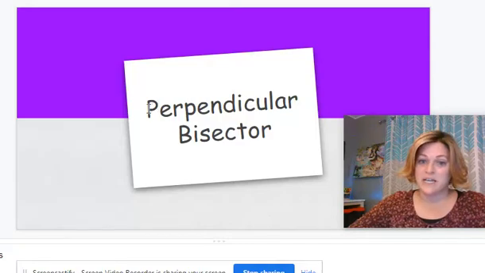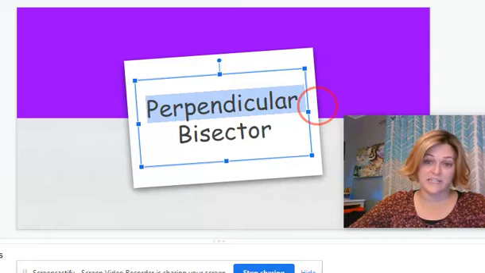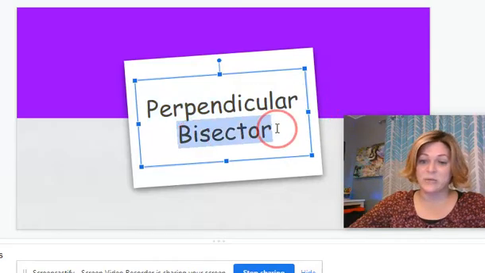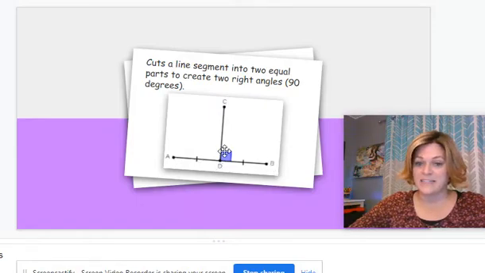Perpendicular bisector is a line or segment that is literally perpendicular, or intersects at a 90-degree angle, and it bisects, so it cuts the segment perfectly in half. So if we look at this, here's the example. It cuts the segment into two equal parts. So AD is the same as BD, and it's at a right angle.